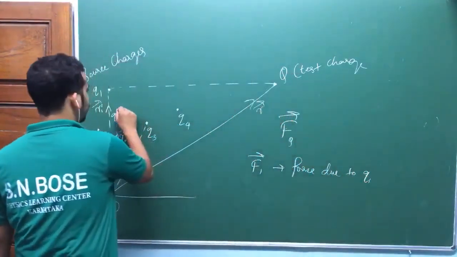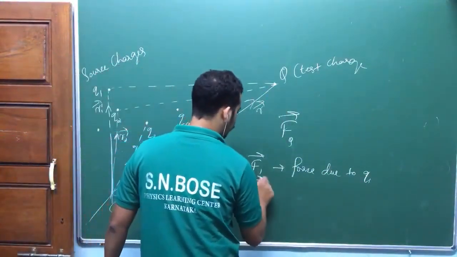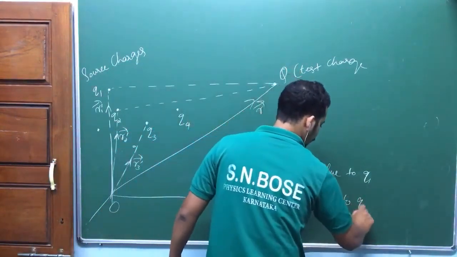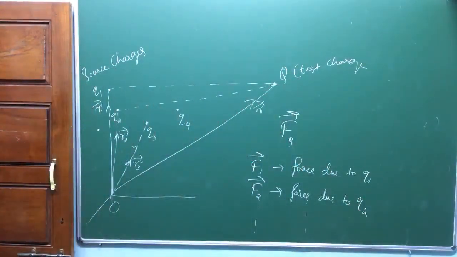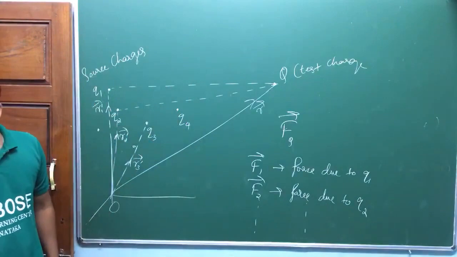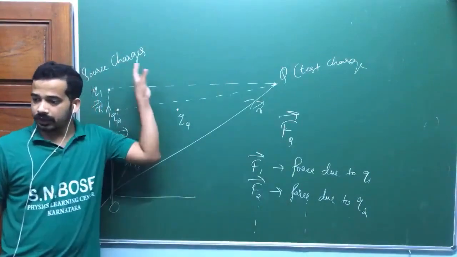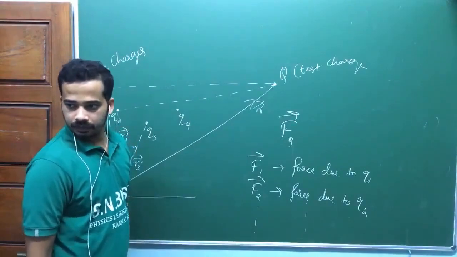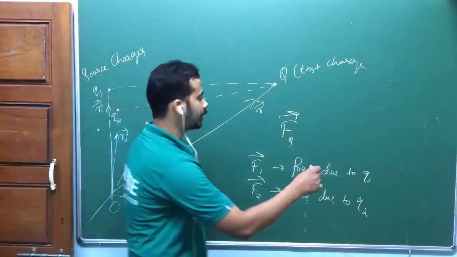Similarly, let me define some interaction between Q2 and capital Q. Let me define F2, the force on this capital Q due to Q2, and so on. Now, according to the principle of superposition, even though there are many charges here, we can calculate these forces individually. We can calculate forces due to individual source charges and vectorially add them.